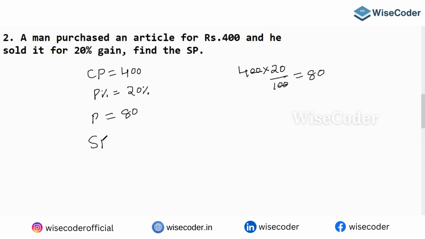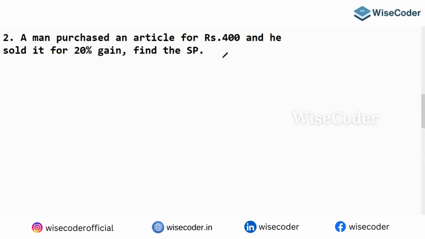You want SP. What is SP? Cost price plus profit. What is cost price? 400. What is profit? 80. So then the selling price is 480. Okay, we'll go to the next question.